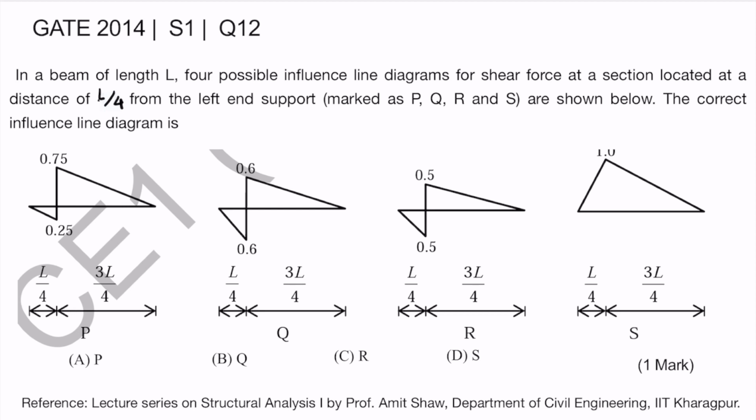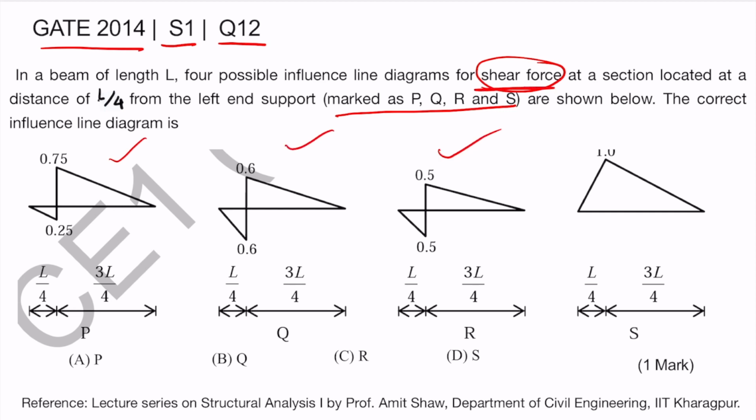Hello everyone, so today I'll be discussing question number 12 of GATE 2014 set 1. In a beam of length L, 4 possible influence line diagrams for shear force at a section located at L by 4 from the left end support, marked as P, Q, R, S, are shown below. So these are 4 possible influence line diagrams for shear force at a distance L by 4.